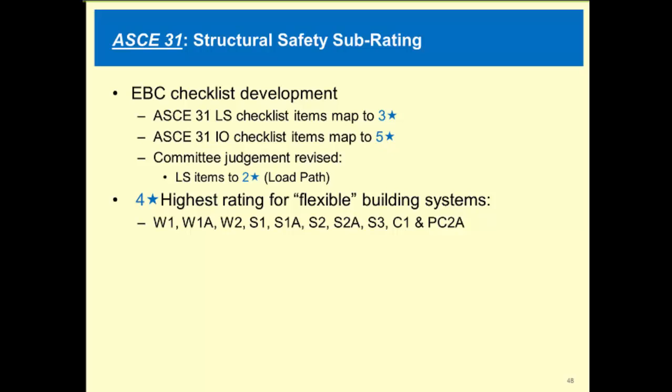Another little tip to understand is that the highest rating for a safety subrating is 4 stars for flexible building types. This has to do with the fact that the drift requirements aren't stringent enough to really say that you're not going to get entrapment within the building, which is what a 5-star rating implies.